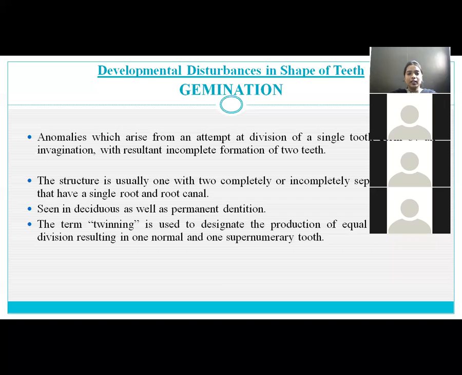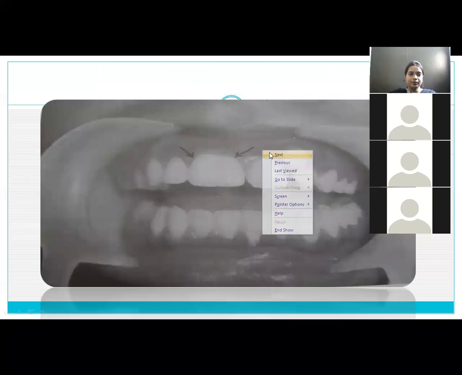It is a production of equal division of teeth that leads to complete formation of one normal tooth and one supernumerary tooth. Supernumerary teeth means what? One extra tooth is there.